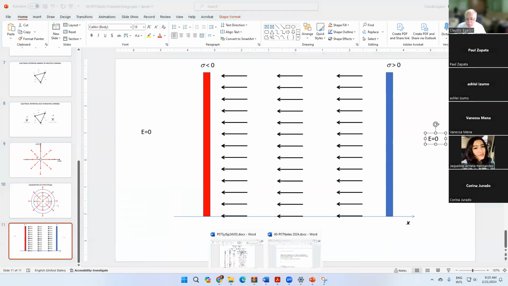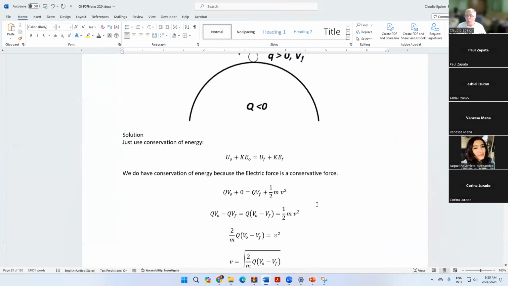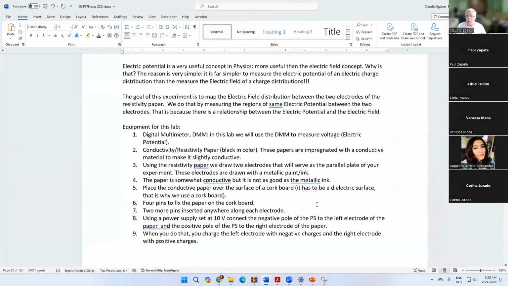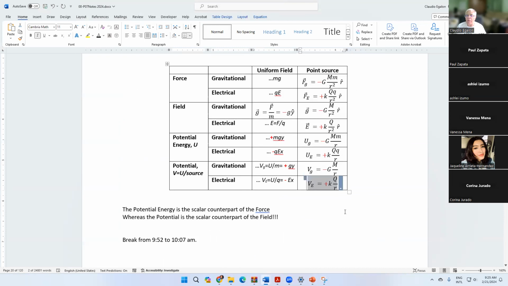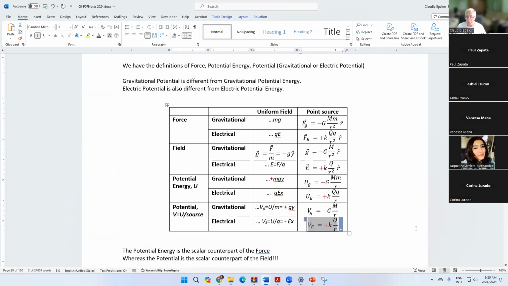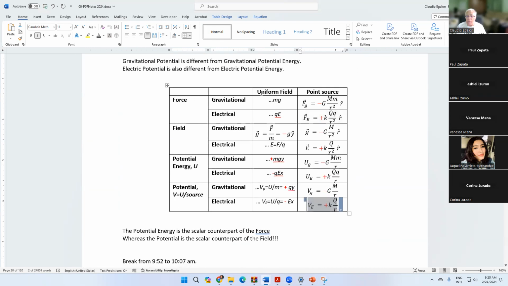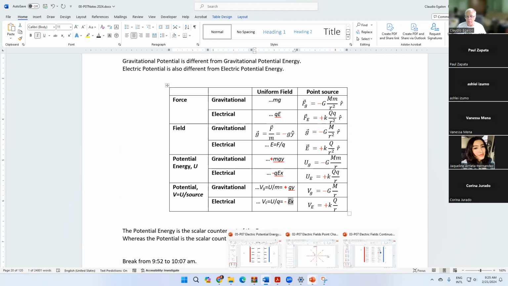Let's go back to our notes, right? In our notes, I mentioned to you that the electric potential of a point charge is something like that, right? That's what I mentioned. But for a uniform field, there is also a relationship between the electric potential and the electric field, and it's going to be a linear relationship. It's going to be minus Ex. Okay? It's possible to derive that.